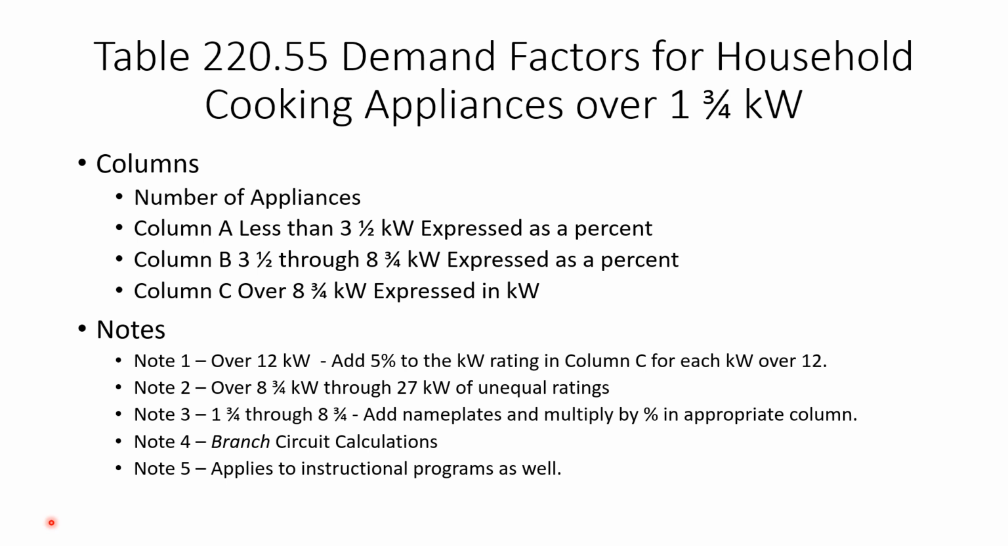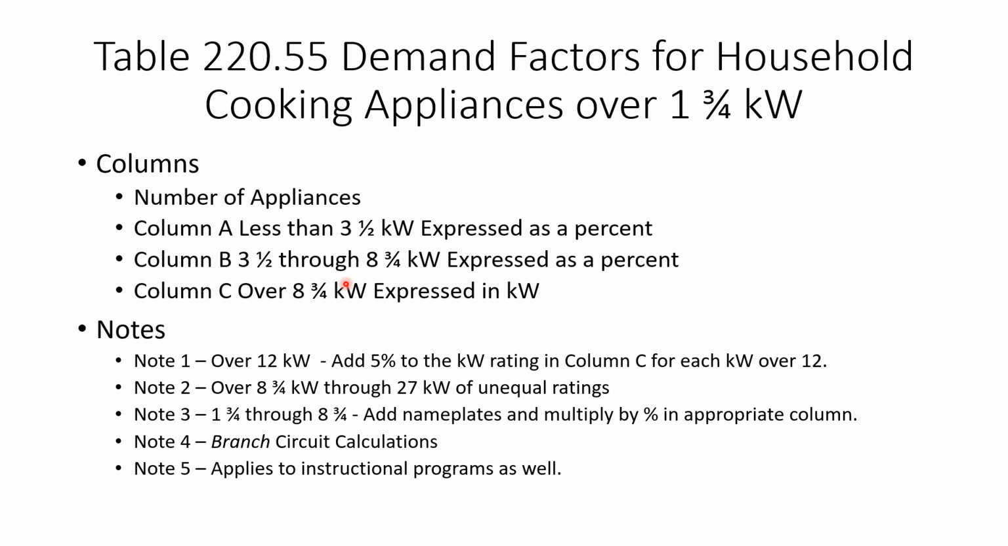All right. So it's got the four columns. So let's look at the four columns. You've got the number of appliances. Okay, that's the number of appliances we're talking about. Column A is when you're dealing with an appliance that is less than 3.5 kilowatts. All right. And that is over 1 3/4 and less than 3.5 kilowatts. And it's expressed as a percent. And this is important because not all of these columns are expressed as a percent, which can make it very confusing if you don't have somebody walk you through this thing.